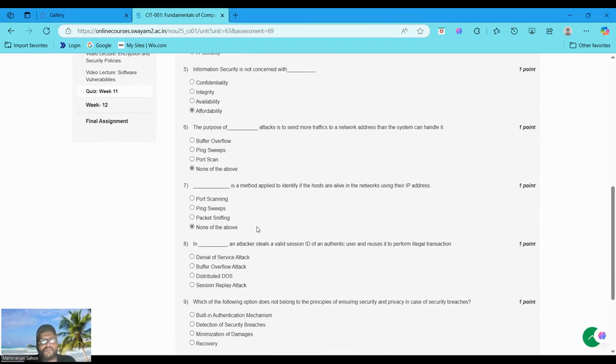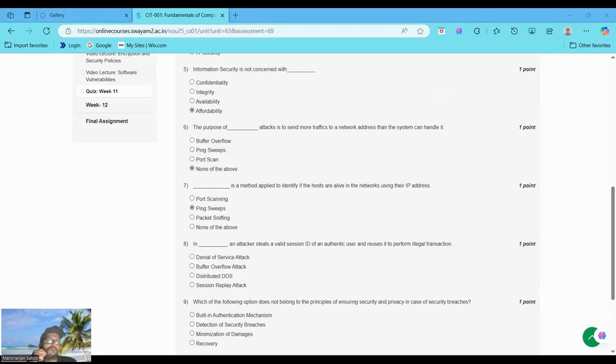Dash is a method applied to identify if the hosts are available in the network using the IP address. That is called ping sweeps. Okay. 6 option D, 7 option B.